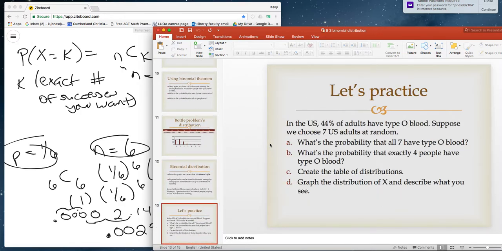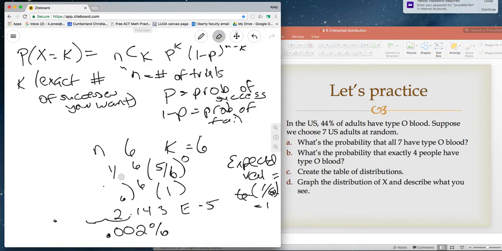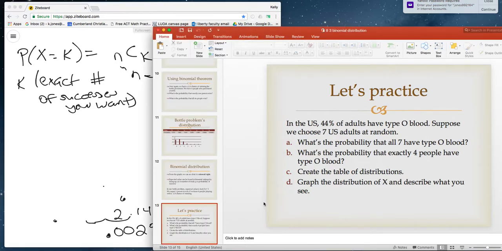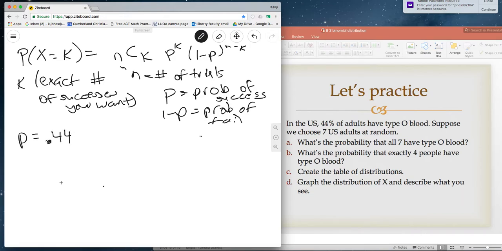All right, so let's practice. So we have 44% adults who have type O blood. This is for all my future doctors. We're going to do a medical problem. Okay? So, since they're telling you a probability, I'm going to label that as P. And I'm going to change it to a decimal because that's what we do. Suppose we choose 7 adults at random. Well, that's my N.